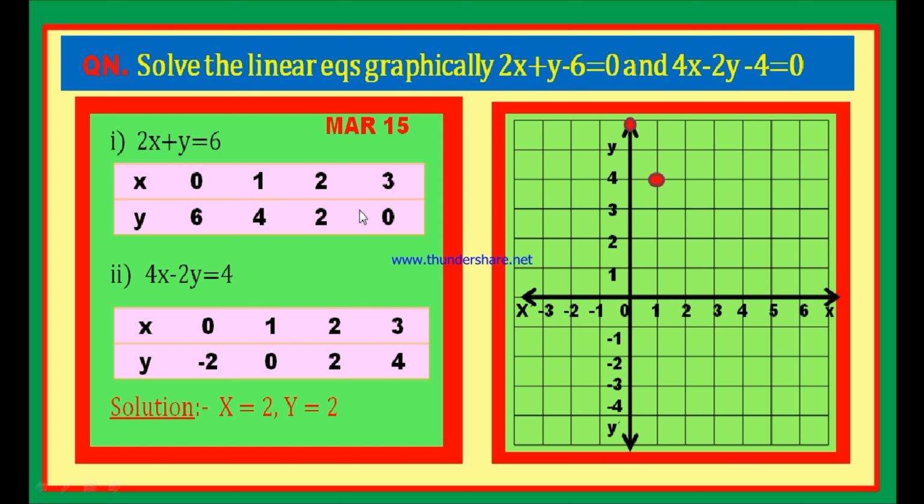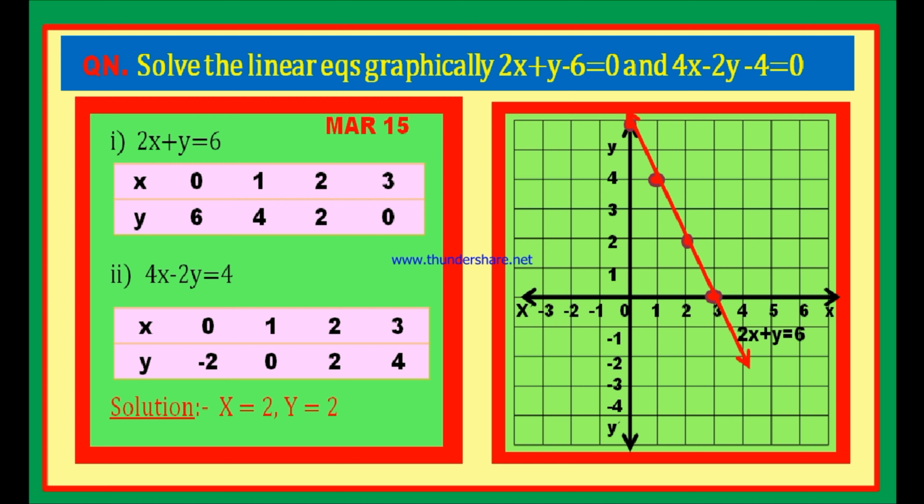Next, the third point is (2, 2). x is equal to 2 and y is also 2. Here is the point. Then (3, 0): x is equal to 3 and y is equal to 0, which means that point lies on the x-axis. You already know how to represent these points on the graph sheet. We got 4 points on the graph sheet, so let us join them with a ruler and pencil to get a straight line, and let us name the straight line 2x plus y is equal to 6.